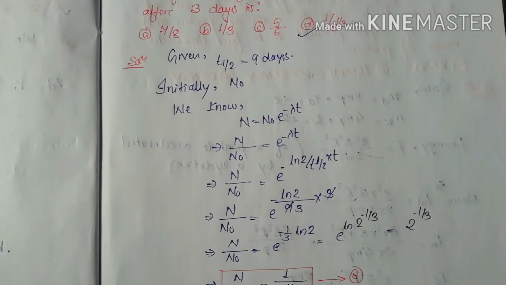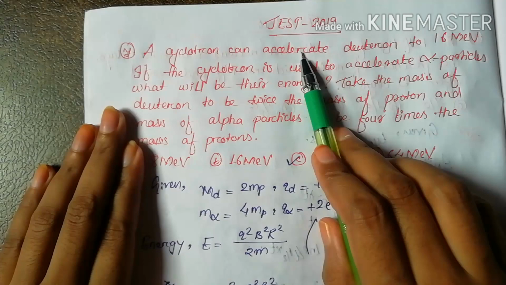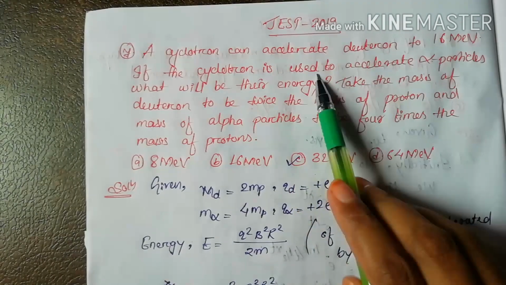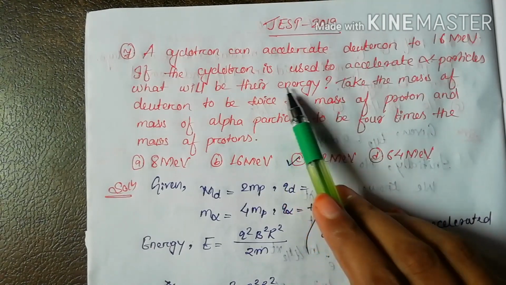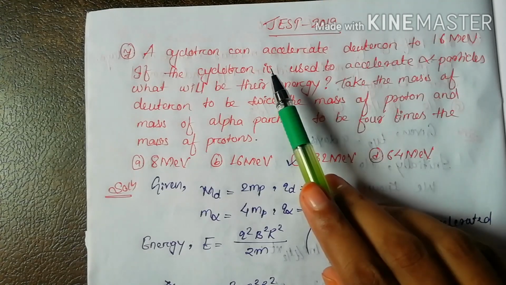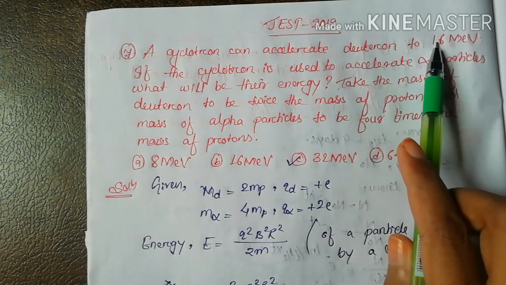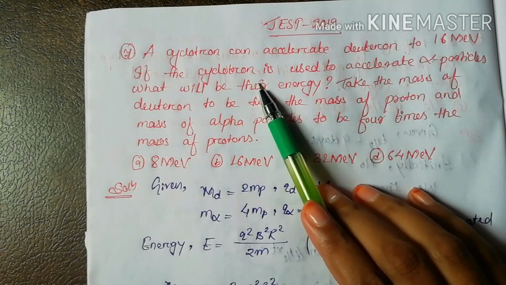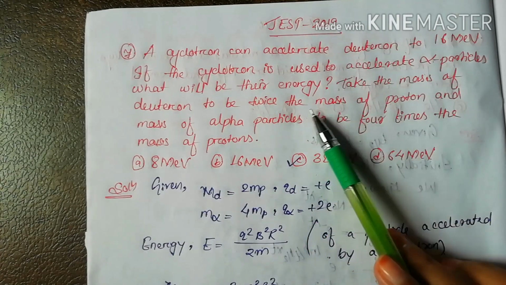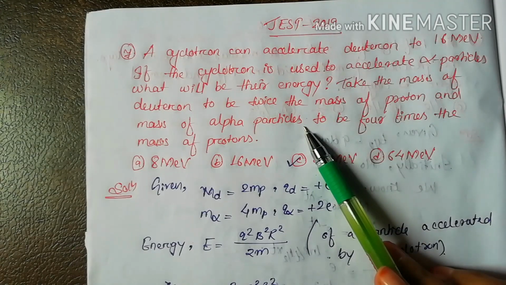So now let's come to the last question. The last question is from JEST 2019. Here the question is, a cyclotron can accelerate deuterium to 16 mega electron volt. If the cyclotron is used to accelerate alpha particles, what will be their energy? We have to find the energy. We have to take the mass of the deuterium to be twice that of the mass of proton, and the alpha particle's mass is taken to be 4 times the mass of proton.